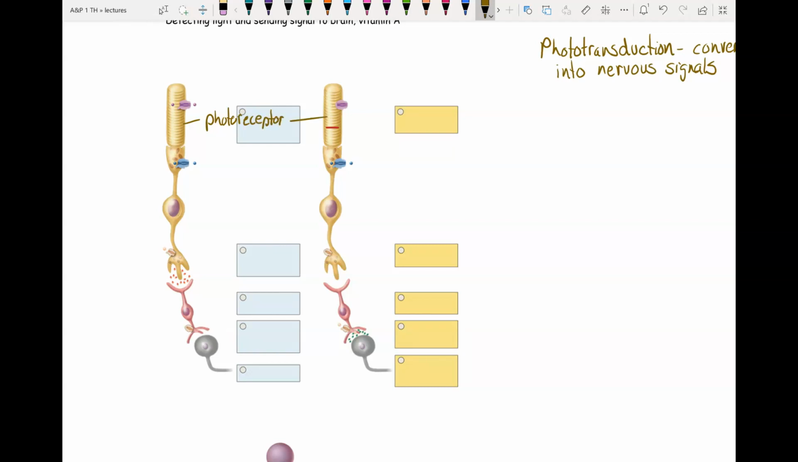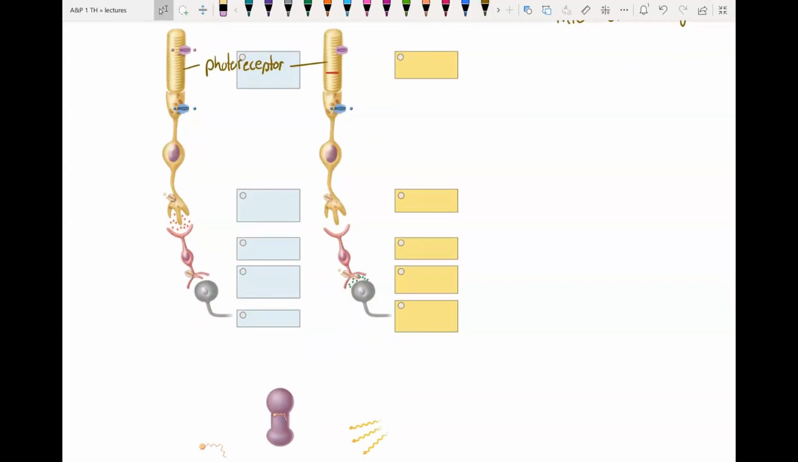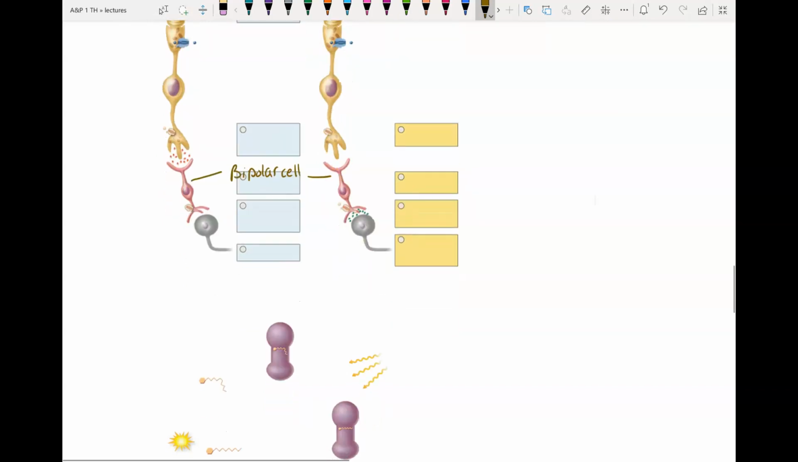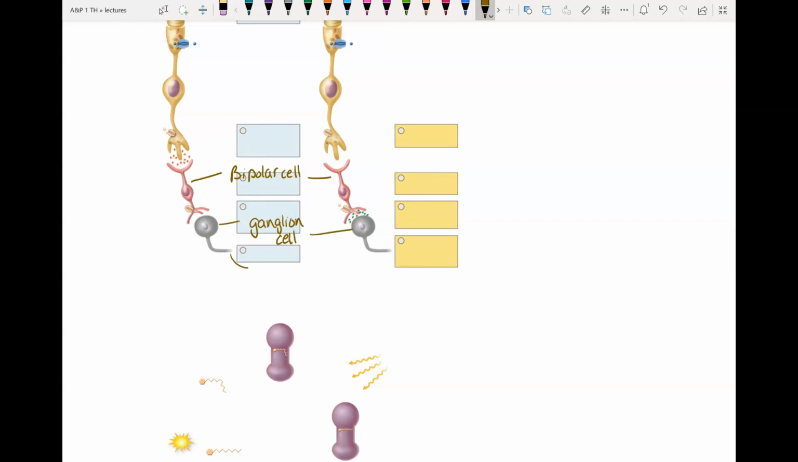We're looking at two different scenarios here, so we have one on each side. The next cell here, this pink cell, is called a bipolar cell. Then the gray one at the bottom is a ganglion cell. The ganglion cell is what goes to the brain. So if you get an action potential here, that will send a signal to the brain.